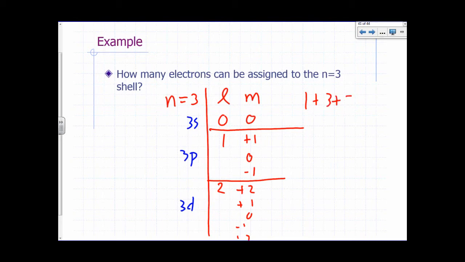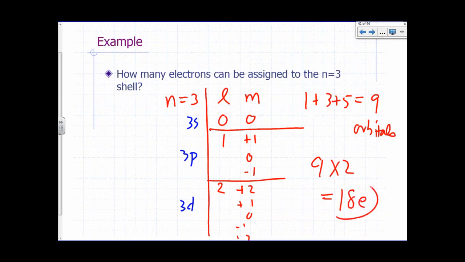So how many orbitals do you have? 1 plus 3 plus 5. That's 9 orbitals. How many electrons can you assign to 9 orbitals? 2 electrons per orbital, right? So 18 electrons. 18 electrons is the most number of electrons you can assign to the third shell. And the reason for that is your m sub s can be plus 1/2 or -1/2. So you can have 18 possible sets of quantum numbers to describe electrons in the third shell.